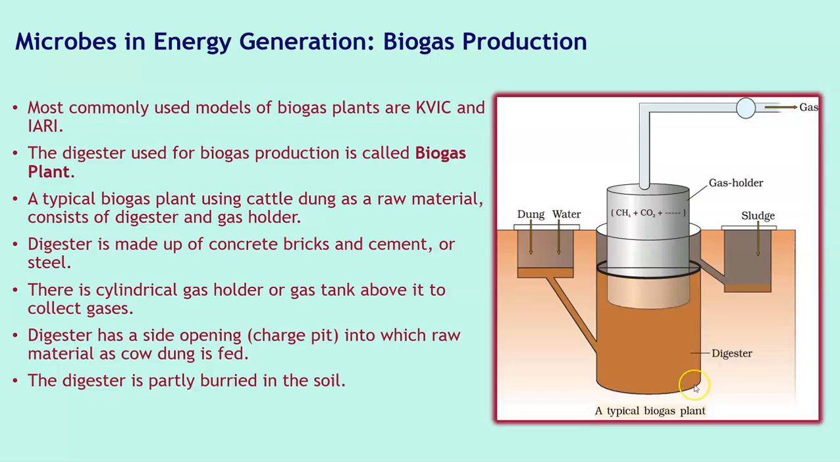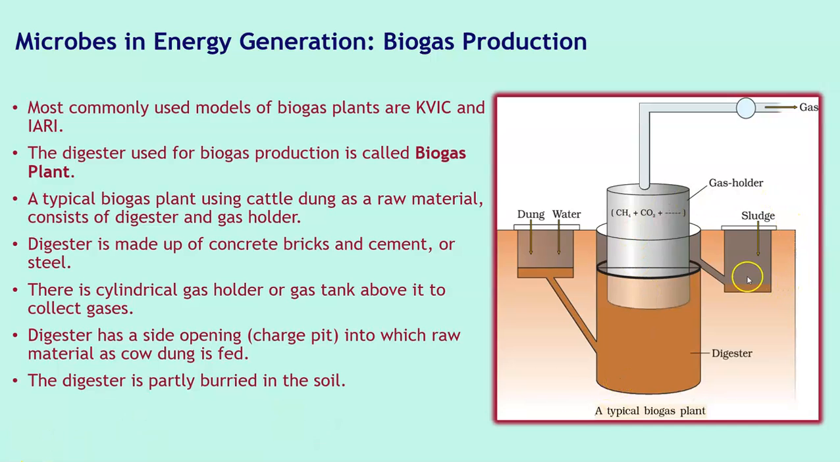So here you can see this is the digester, which is either made from steel or from concrete, and then it has a gas holder here. There is a cylindrical gas holder or a tank above it to collect gas. So exactly above the digester, you have this gas holder to collect the gas. The digester has a side opening, the charge pit, into which raw material such as cow dung is fed. So this is the inlet from where the cow dung is fed into the digester. The digester is partly buried in soil.